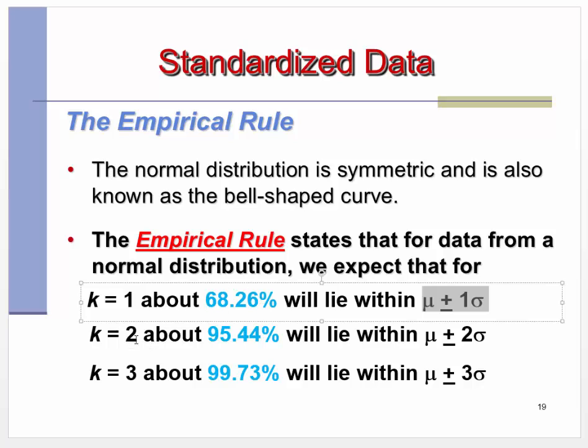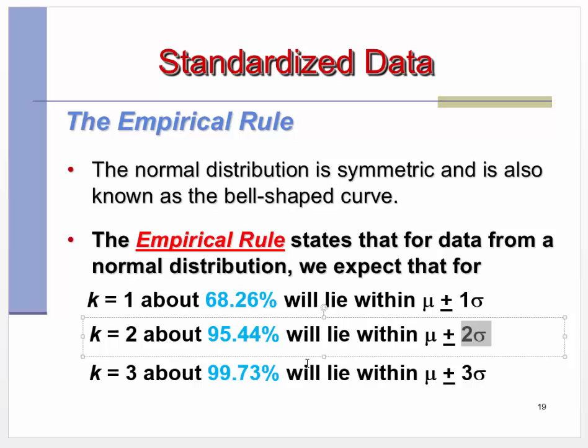Again, when k equals 2, we expect to find 95.44% of the data within 2 standard deviations of the mean. Within 3 standard deviations of the mean, we expect to find 99.73%. Now I want you to remember, calmly, have a good impression of 68%, 95%, and 99% for k equals 1, 2, 3. We will talk about why that is the case in the following chapter. Okay, just remember that for now. The empirical rule.